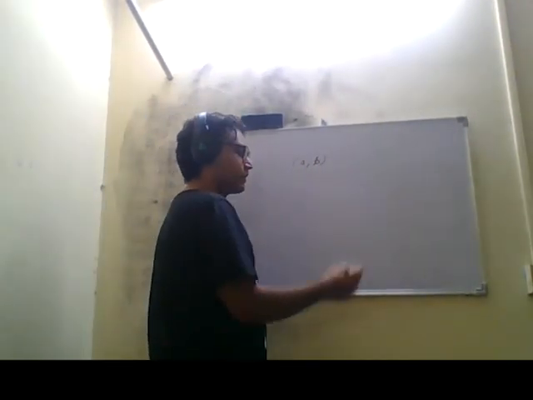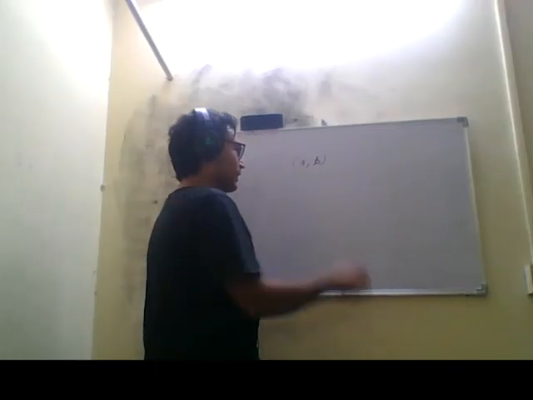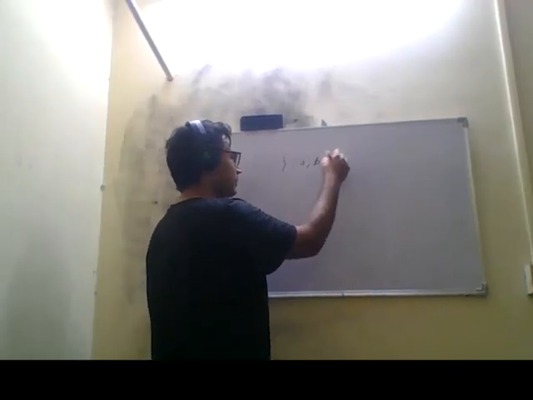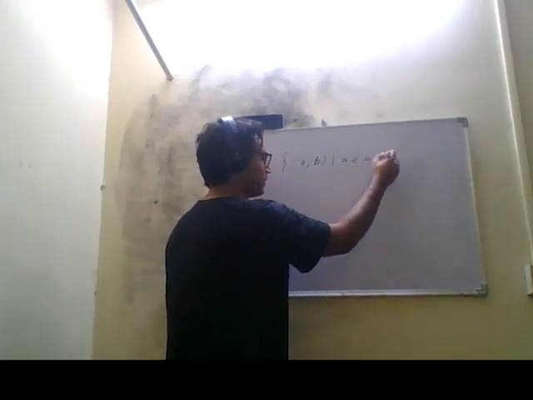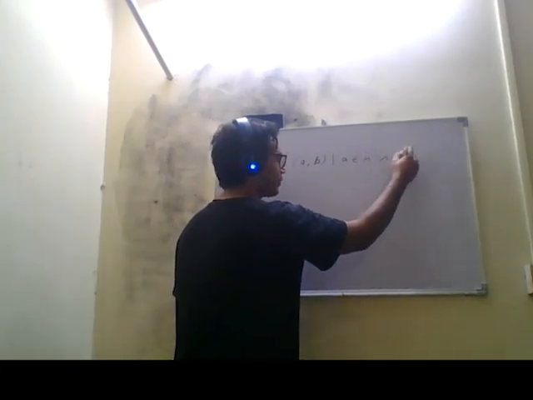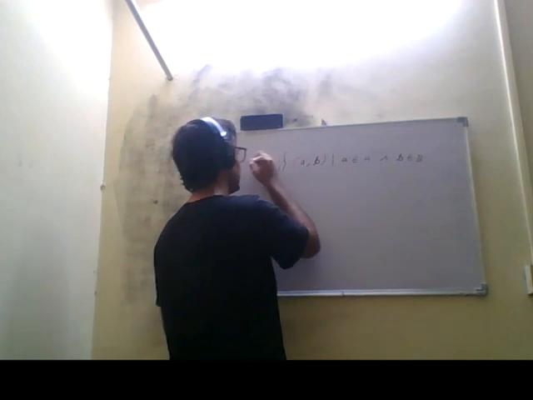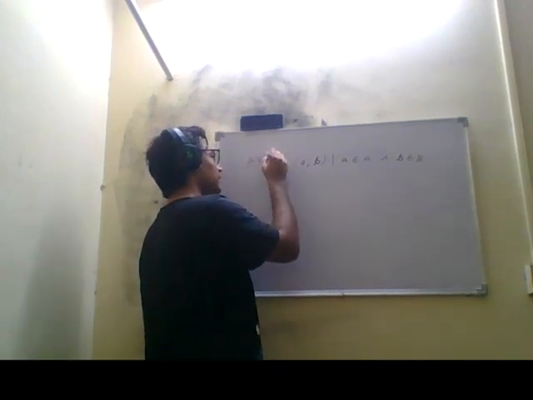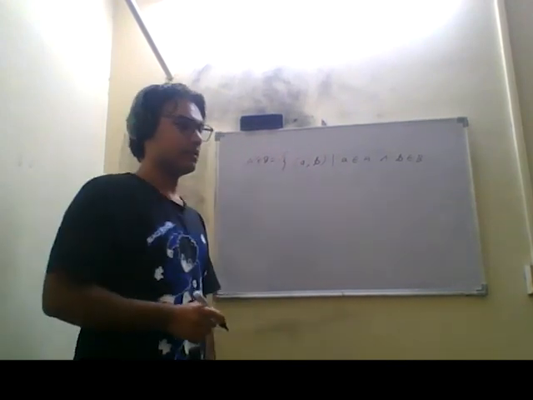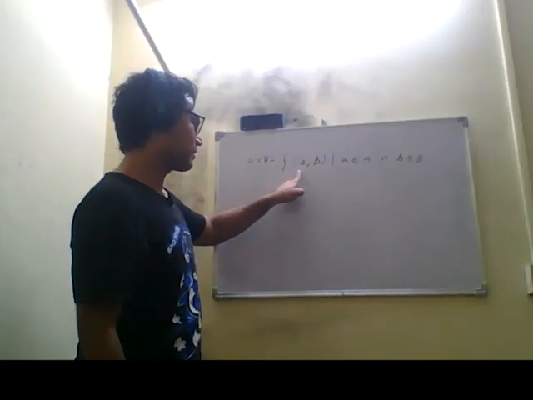What else? Cartesian products. If you take ordered pairs as a primitive concept, then you can define it using ordered pairs: a belongs to A and b belongs to B, the set of such pairs is equal to A cross B. That's one way of defining it. The other way is to actually define the ordered pair itself.